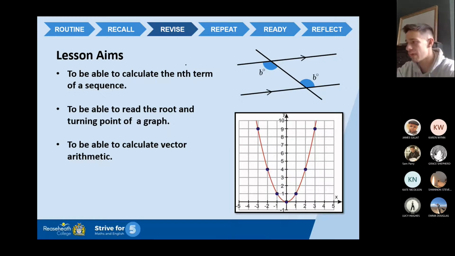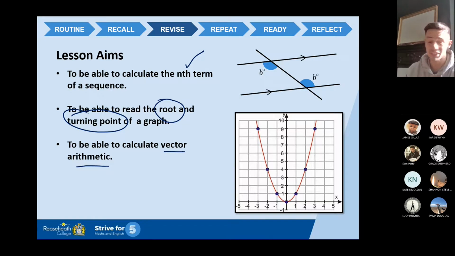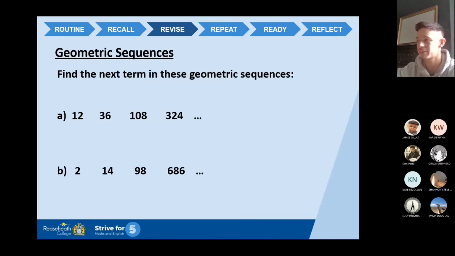So we're going to look at nth term of sequence. We're going to be looking at roots and turning points, and then vector arithmetic. That's my focus for this afternoon or this evening. So let's go on a journey together. Let's smash these upcoming topics. We're going to look first at sequences, though. So geometric sequences in particular, and then arithmetic ones.